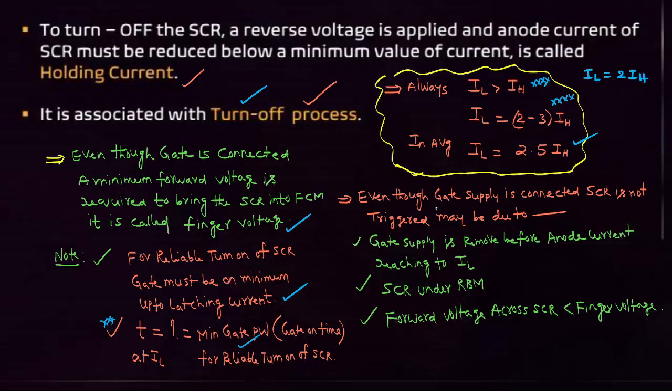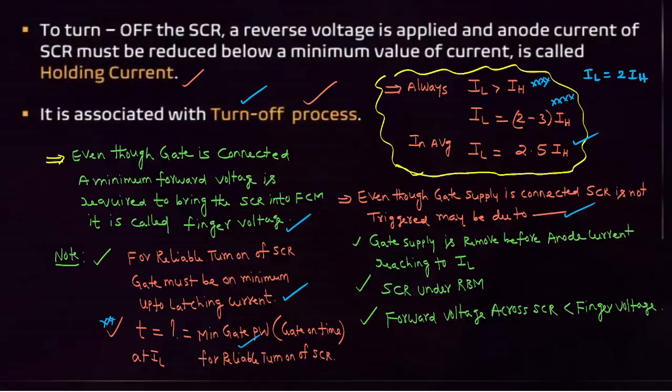Here is one more point. Even though the gate supply is connected, the SCR is not triggered. What may be the reasons? They connected the gate, but the SCR is not triggered. What may be the reason? Maybe the SCR is reverse biased. Under reverse bias condition, even though you connect the gate, it will not turn on. That may be one reason.